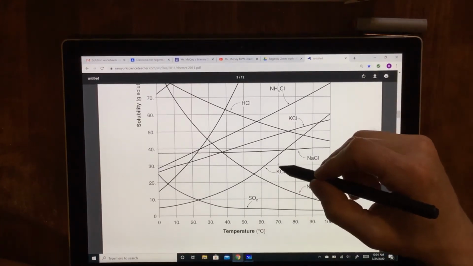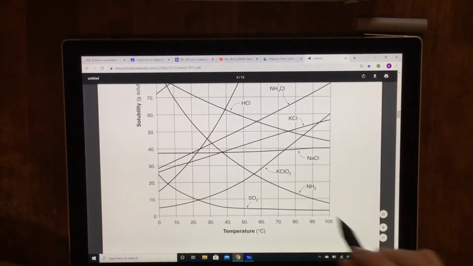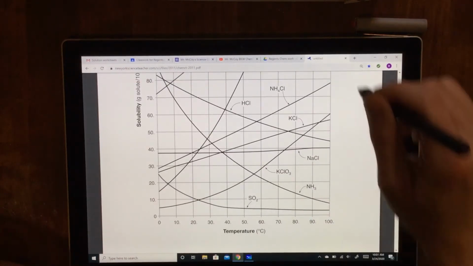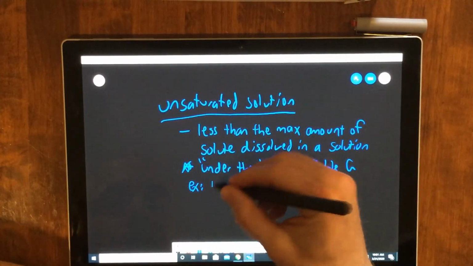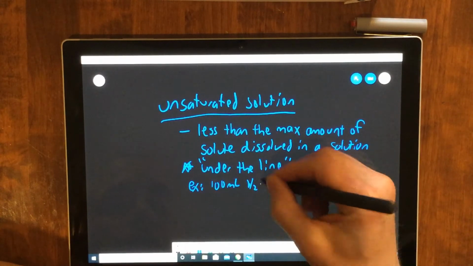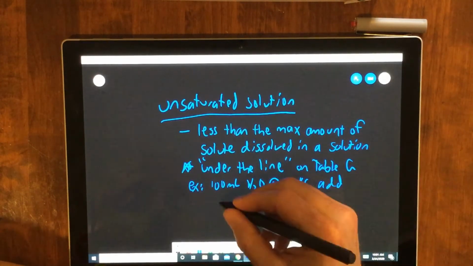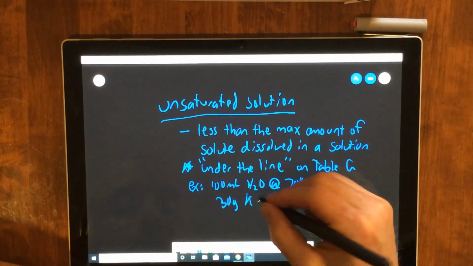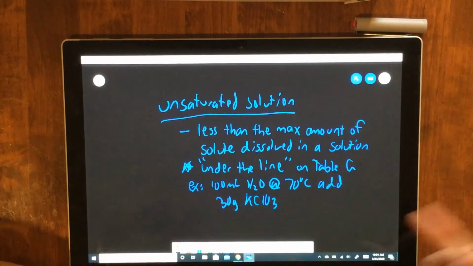Right there is underneath that line. Therefore, it's an unsaturated solution. So I'm going to put that in the notes there. For an example here, if we have 100 milliliters of H2O at 70 degrees Celsius and we add 30 grams of KClO3, that puts us under the line, that is unsaturated.